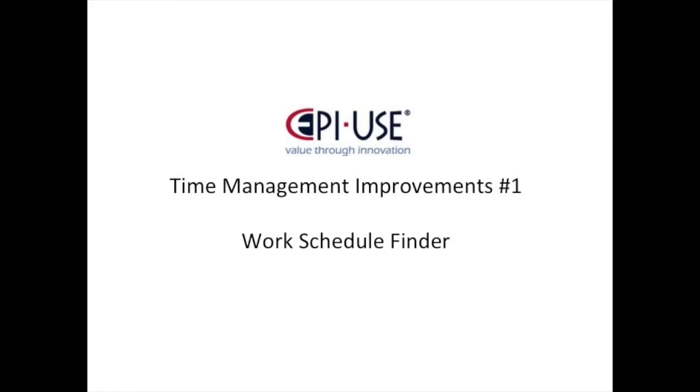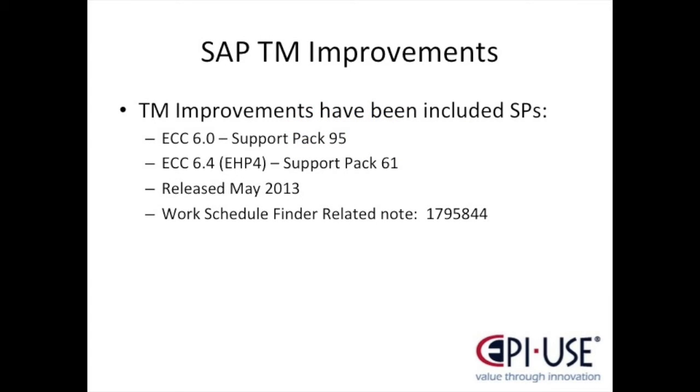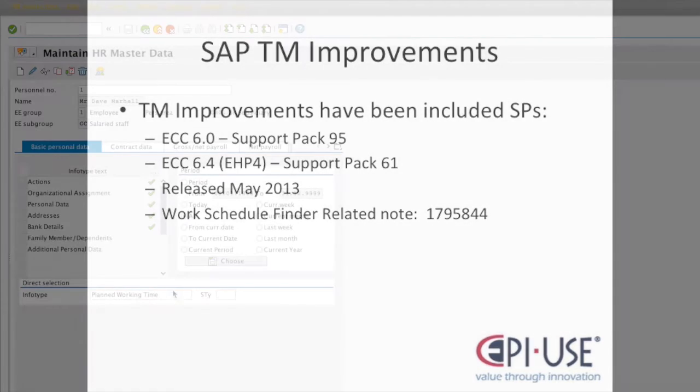This now takes us to the new SAP improvement in being able to search for work schedules. This improvement is available as an individual SAP note. Access to the SAP support portal is required, numbered 1795844. This note is also included in Support Pack 95 for ECC 6 and 61 for ECC 6.4, that's EHP4. These were released in May of 2013. Let's look at the basics of the improvement.